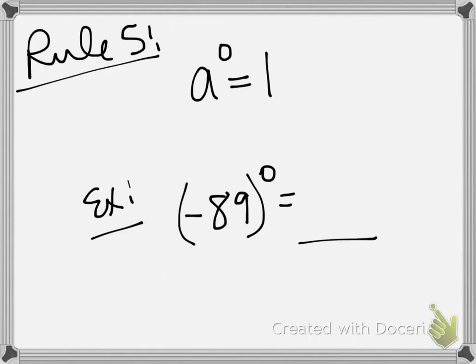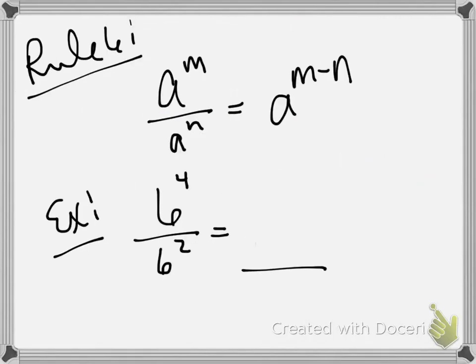Rule number 5 is the 0 exponent power. If you have 0 as an exponent, it doesn't matter what your base number is, it's always going to be 1. Always 1. So for my example, if I have negative 89 to the 0 power, that equals 1. So any number or any variable to the 0 power always equals 1.